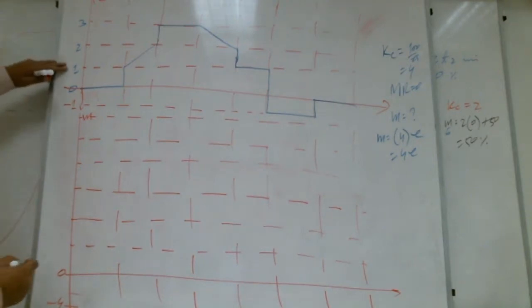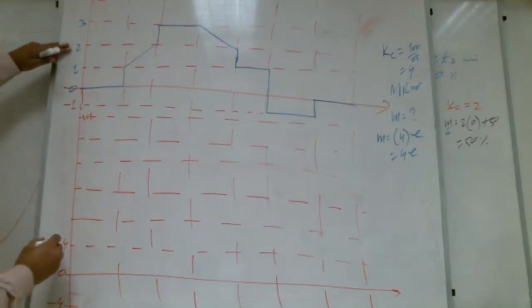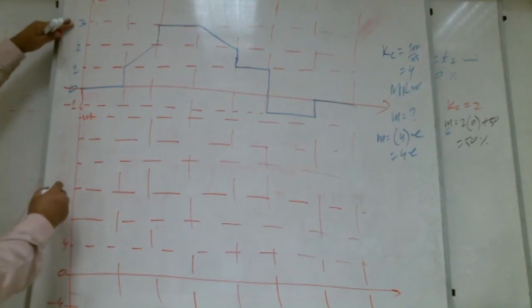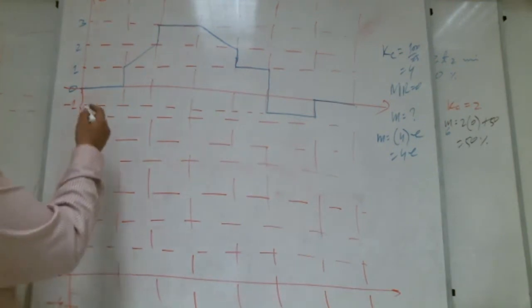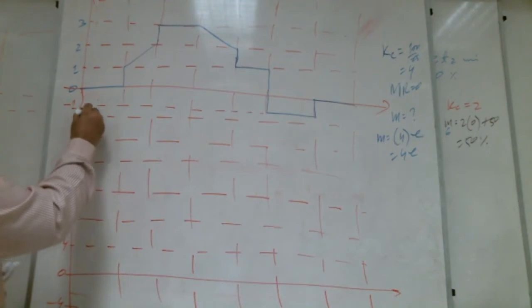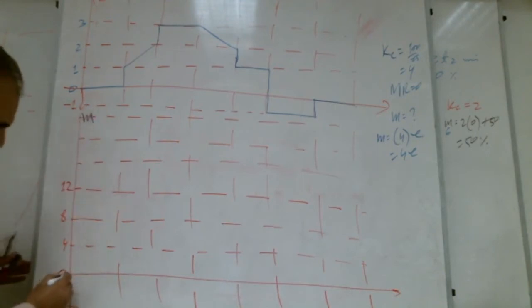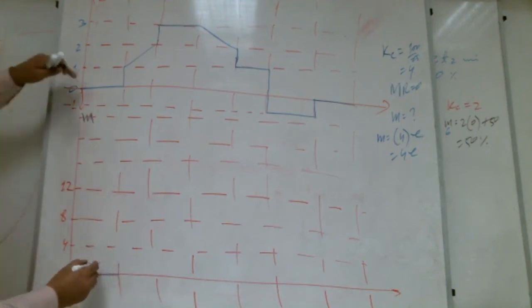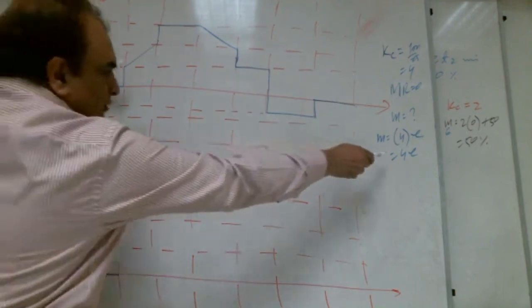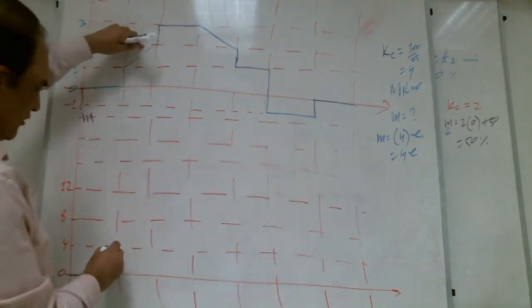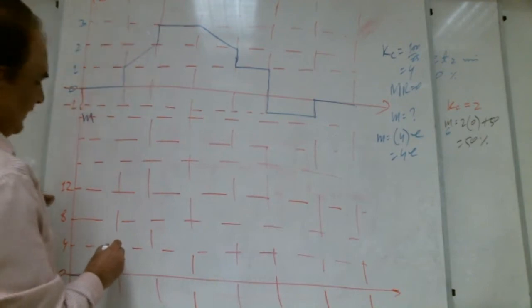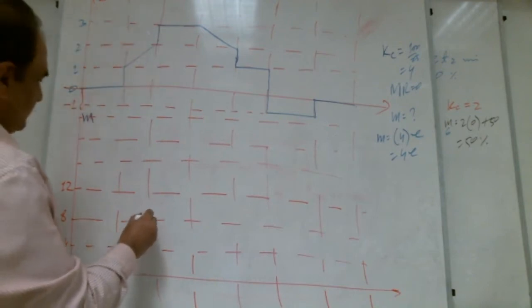Yes. Then 1 multiply by 4, 4. 2 by 4, 8. 3 by 4, 12. Right, Shabab? So how will it become here directly? Now we are drawing the output here. 0 into 4, 0. Then here it goes to 4. Then 8. Then 12.